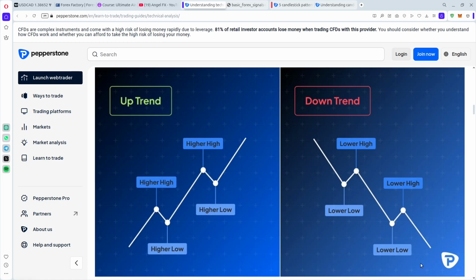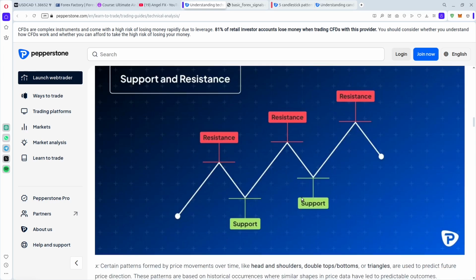You can depict them with trend lines, but one of the best ways to identify them is when you actually see higher highs being broken or lower lows being broken. Okay, so it's very important for us to note some of these.